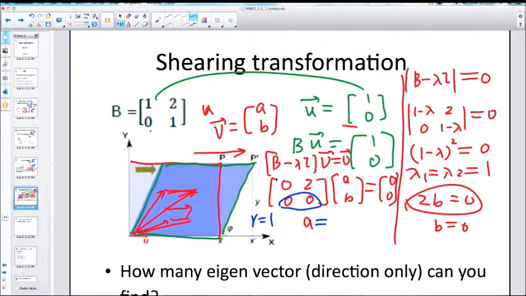What are you going to say? a equals 1. How about a equals 2, or 3? They're all good, but no difference. That's the only eigenvector. Since you have a 2D matrix, you only got one eigenvector. That we call defective.